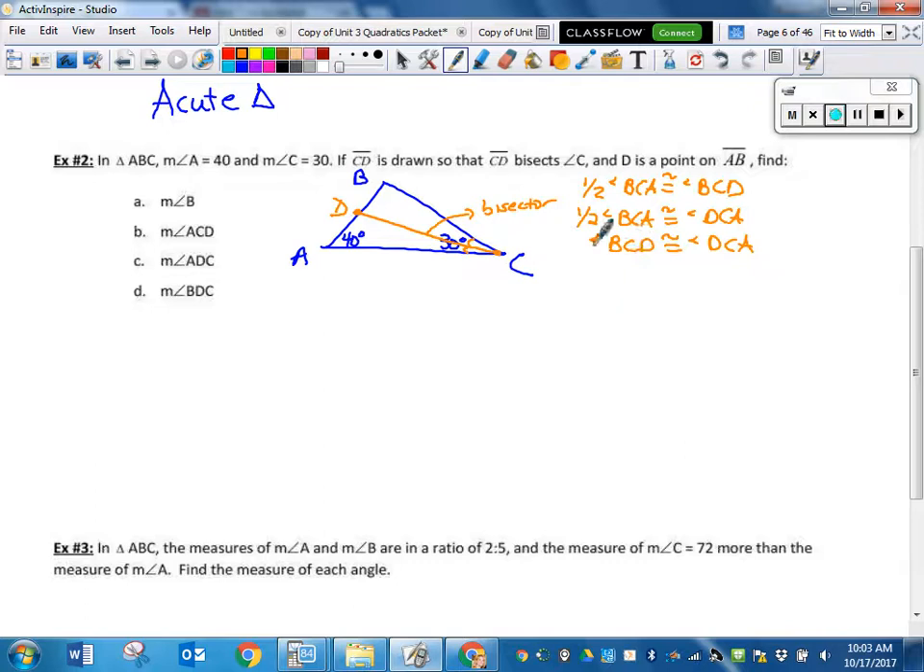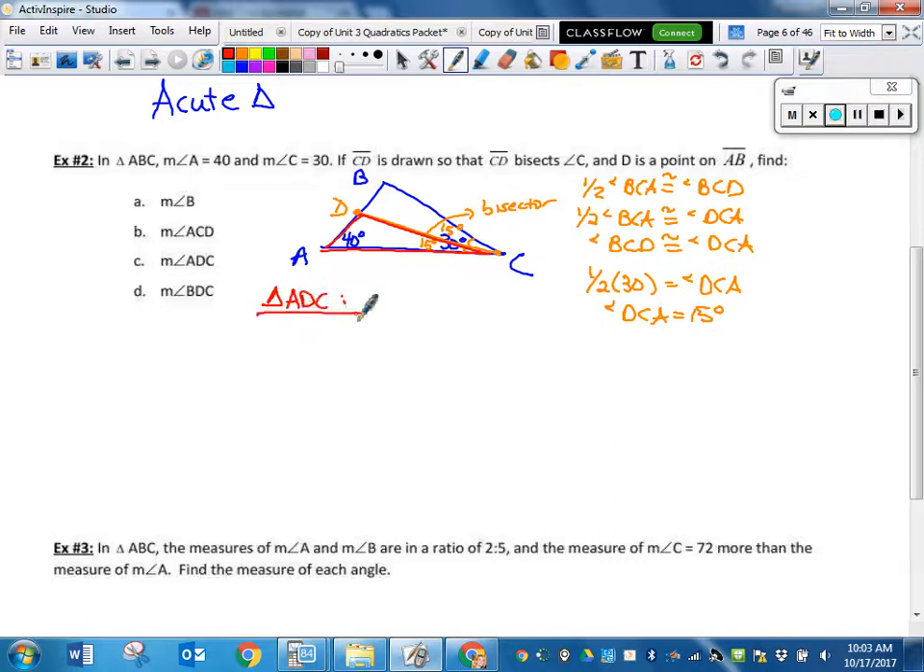So if they've got to be equal, I can take that 30, half of BCA is equal to DCA. Take half of 30, and it's going to tell me what DCA is. So angle DCA is 15. Common sense. So this is 15. This has got to be 15 because they're equal. And then I can look at this triangle, which I have the next most information about. Now I'm looking at triangle ADC.